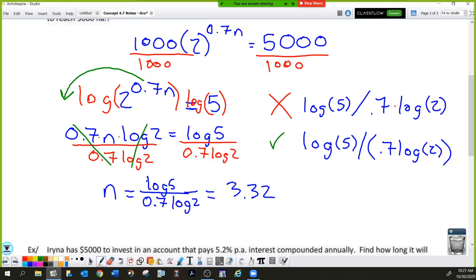Either way, we get 3.32 weeks. Yay, algebra. Logarithms are not magic, they are algebra.